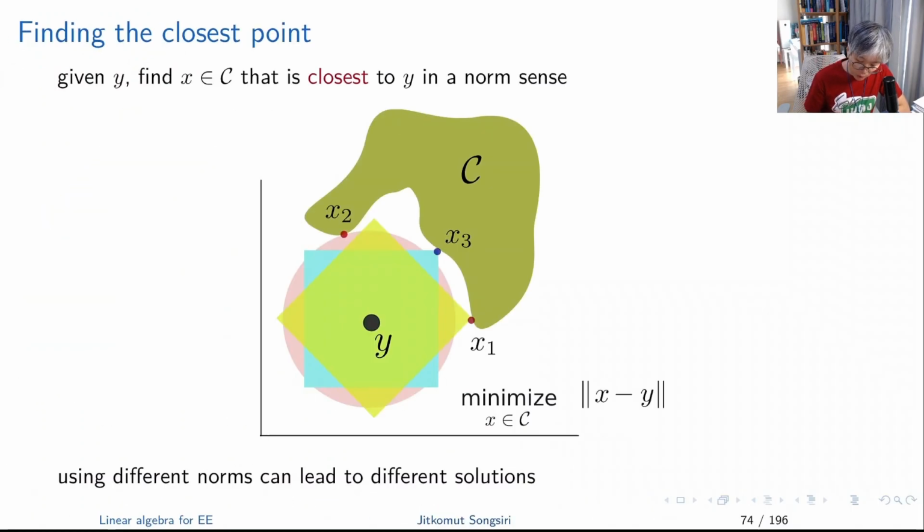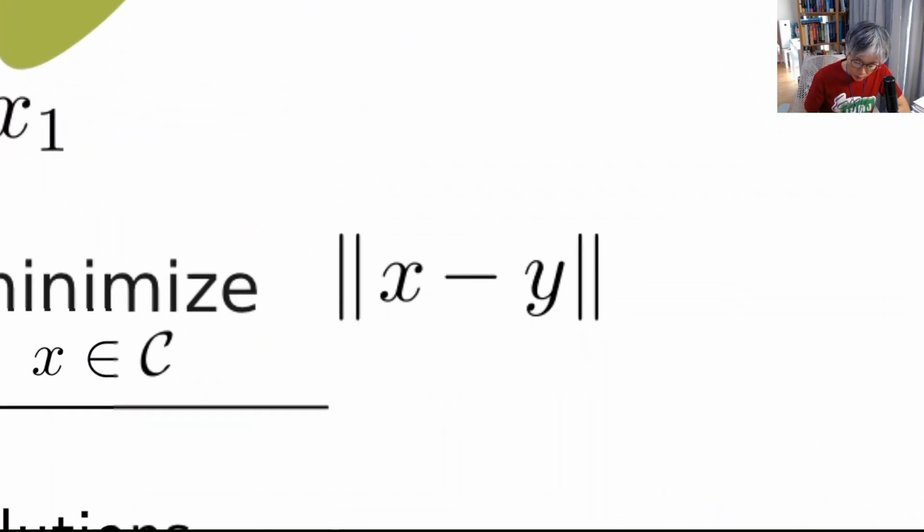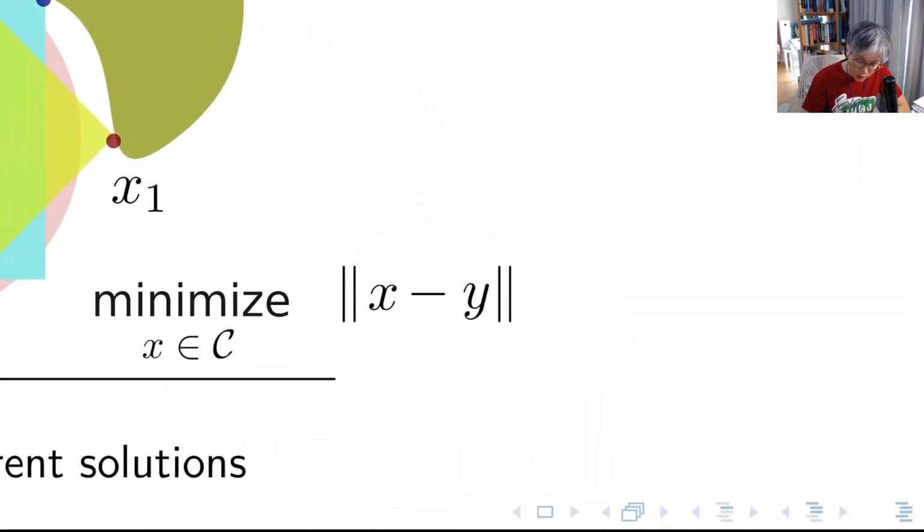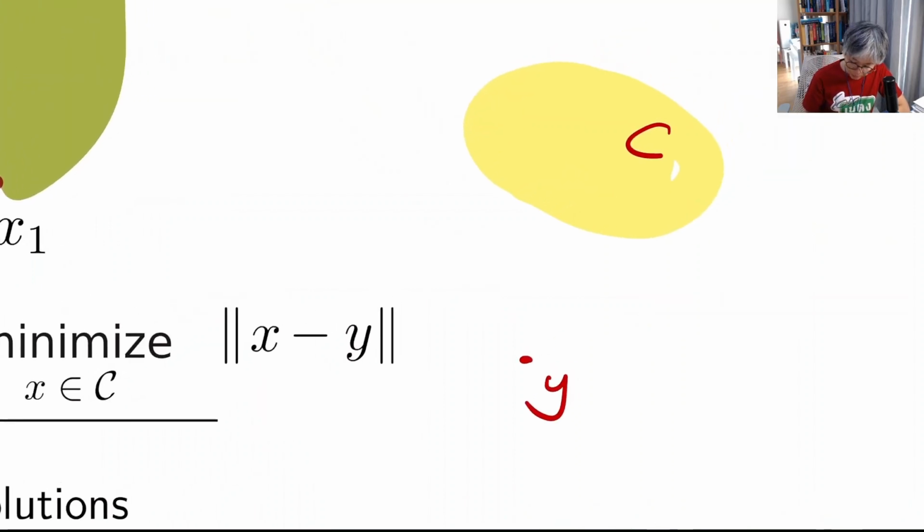But before we go into that, when we use the norm as a distance function, a lot of times we have these kinds of questions on hand. So suppose you have a set, the yellow set, and you call this set C, and you have a point y that lies outside the set.